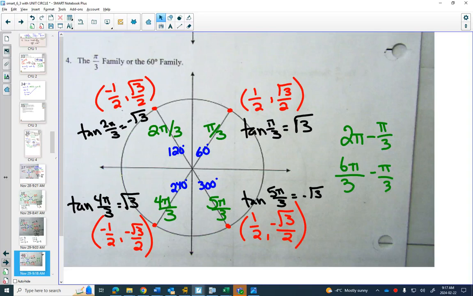I don't think we have many volunteers left. What is cos of 5 pi over 3? Blue, who are you going to pick? Sam. Cos of 5 pi over 3. Negative 1 half, or sorry, positive 1 half, yes. Right, because cos is your x coordinate.